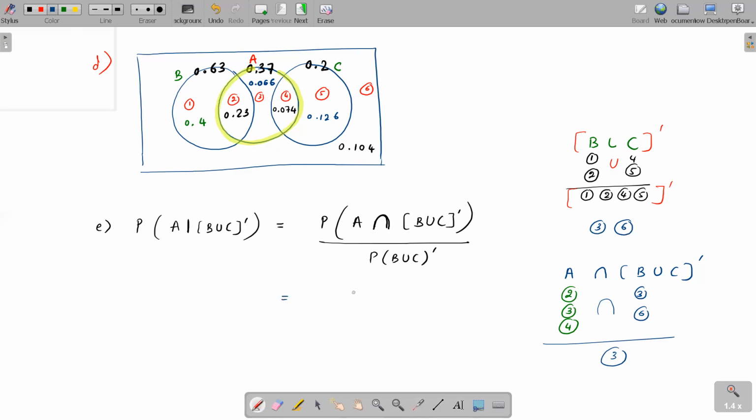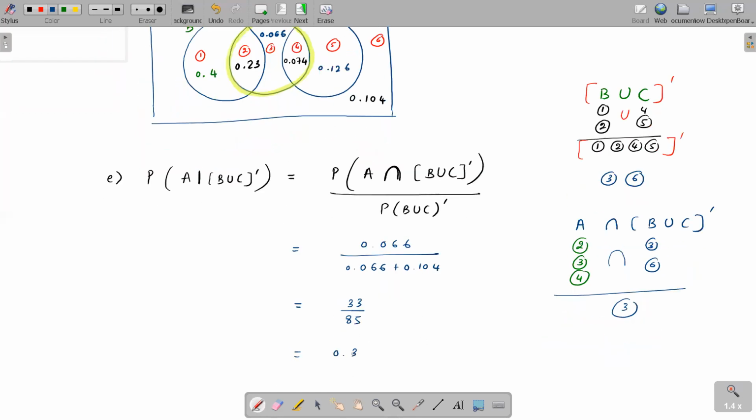Okay, so write the answer. Region 3 is 0.066 divided by, at the bottom, B union C dash is region 3 plus region 6, 0.066 plus 0.104. How much is the answer, children? Fraction, 33 over 85. Decimal answer, 0.3882.